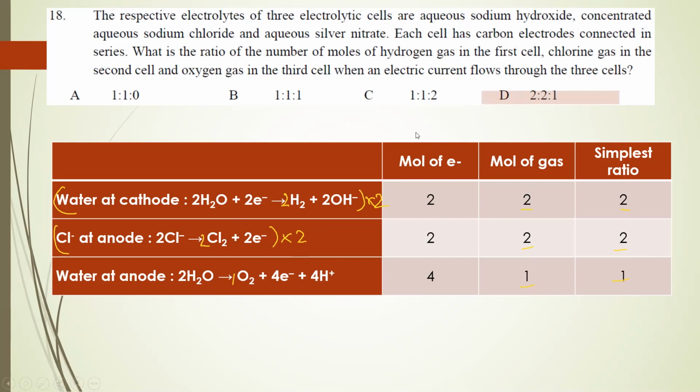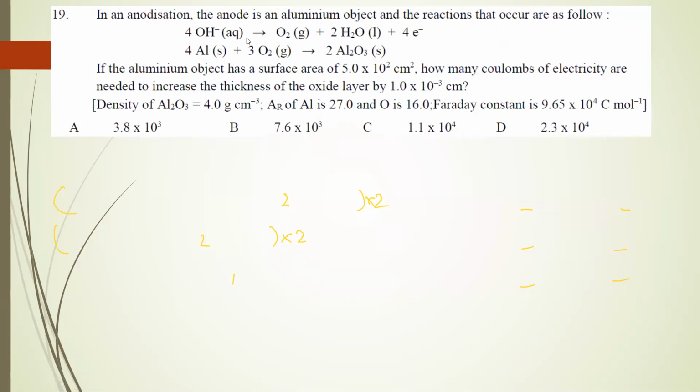Then we go to question number 19. This is a very tough question. In the anodization of an aluminum object, the reaction that occurs at the anode follows: 4OH- gives O2 + 2H2O + 4e-, and 4Al + 3O2 gives 2Al2O3. If the aluminum object has a surface area of 5.0 × 10^2 cm², how many coulombs of electricity are needed to increase the thickness by 1.0 × 10^-3 cm? I hope that you can understand.